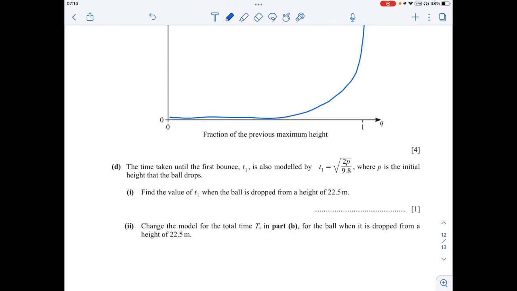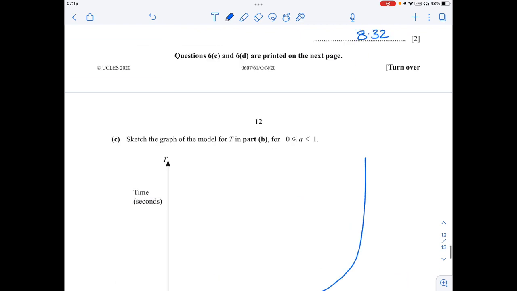Part D: the time taken until the first bounce T1 is also modeled by this formula, where p is the initial height that the ball is dropped from. Find the value of T1 where the ball is dropped from a height of 22.5. Just substitute 22.5: 2 times 22.5 divided by 9.8. Simplify that, it's going to be 15 upon 7. So T1 is 15 upon 7.